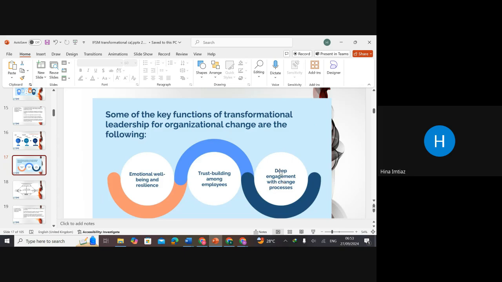And then, a leader must have deep engagement with the change process. You have to devote your time, your skills, and your capacities for deep engagement with the change process.